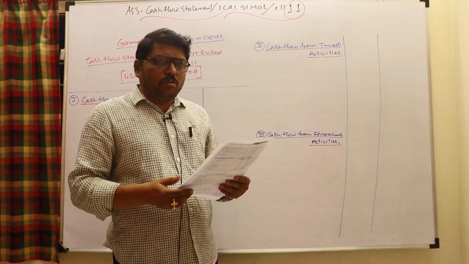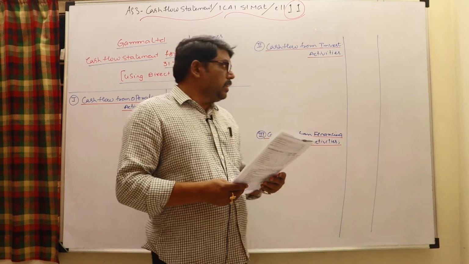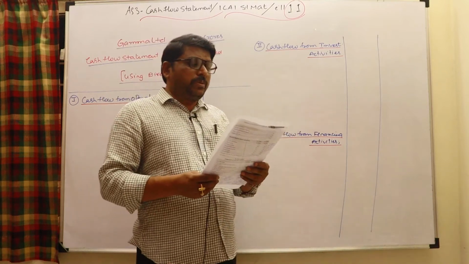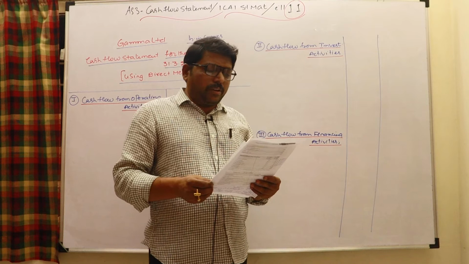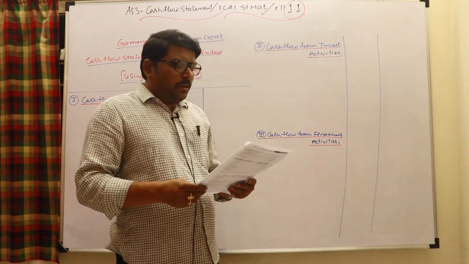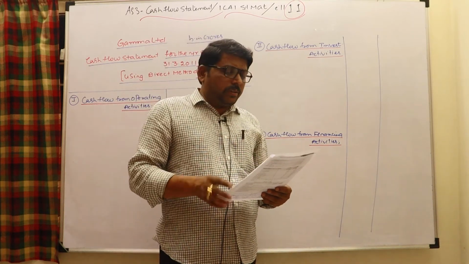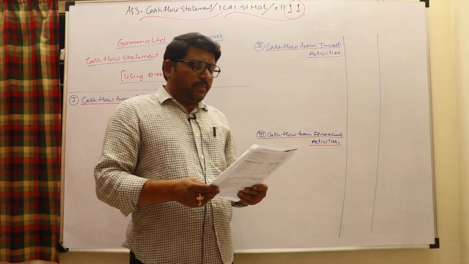The remaining 11 crores you have to pay in cash. That is an investing activity: cash paid towards purchase of a new plant is 11 crores. That's all. So opening debtor and closing debtor are given, and opening creditor and closing creditor are given.